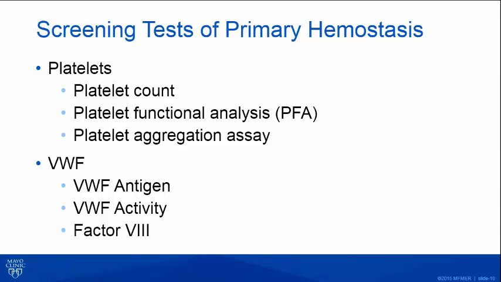Von Willebrand factor analysis would include the antigen level, activity, and factor VIII activity, because von Willebrand factor also serves as chaperone for factor VIII in the circulation to prevent it from proteolysis.